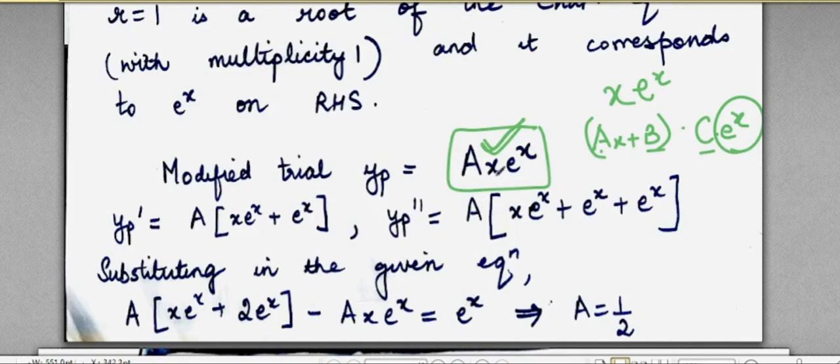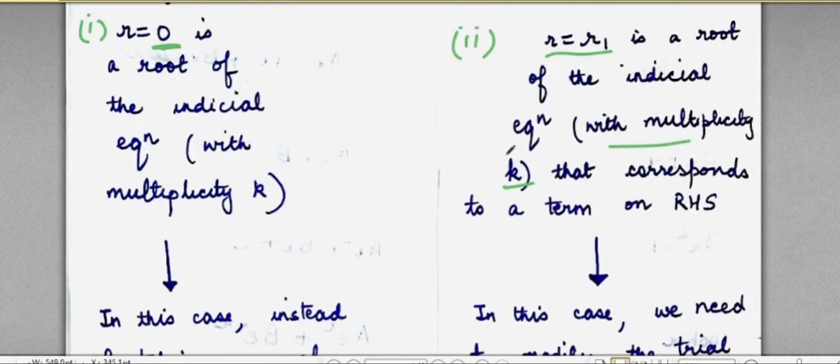So that is the reason the trial yp, which was a e to power x from the original table, was not working, because e to power x already had an appearance in the yc component and it was corresponding to the root r equal to 1 which had multiplicity 1. So according to the rule, special case, second part, r equal to 1 was appearing in the differential equation with multiplicity 1.